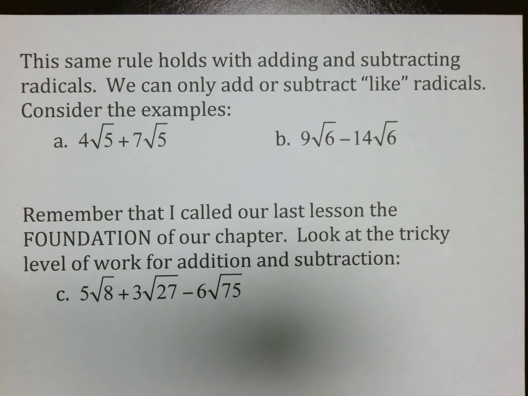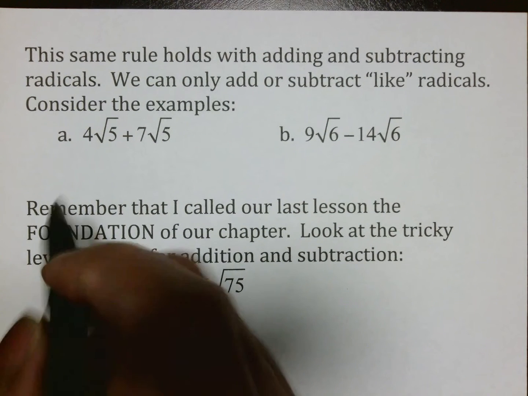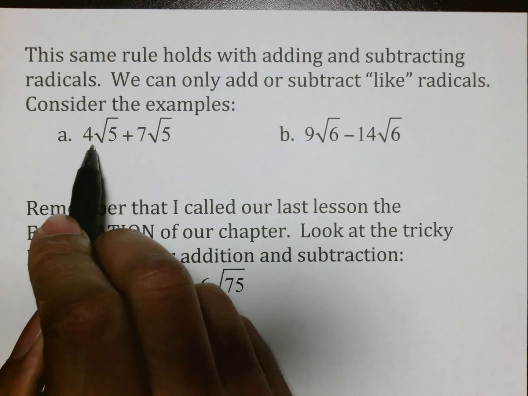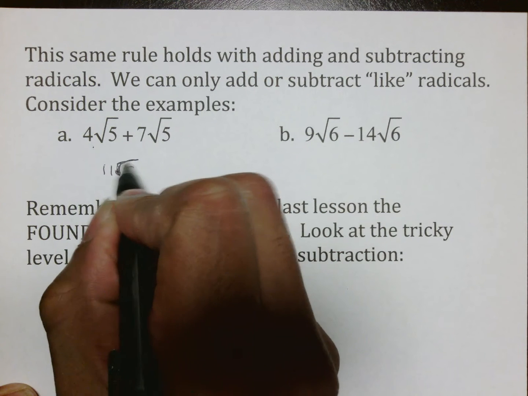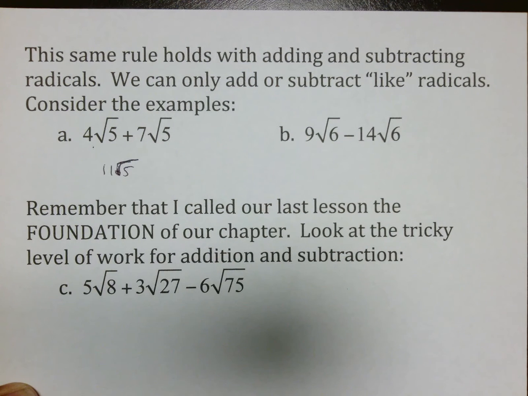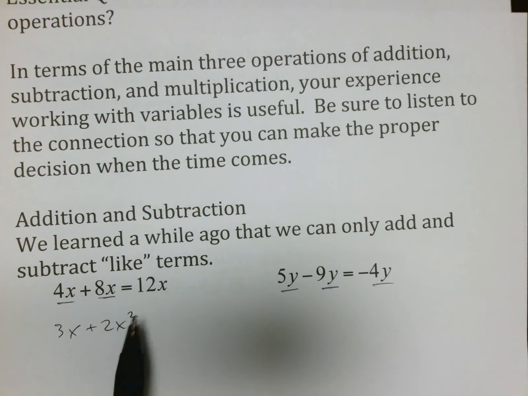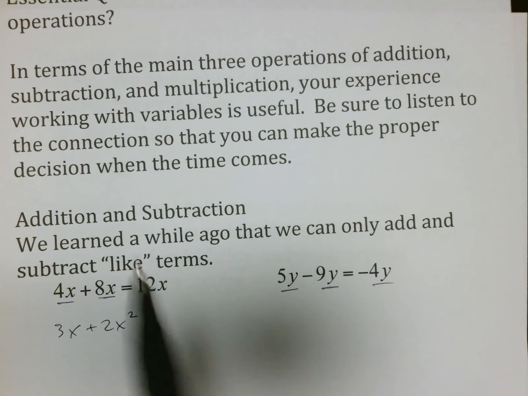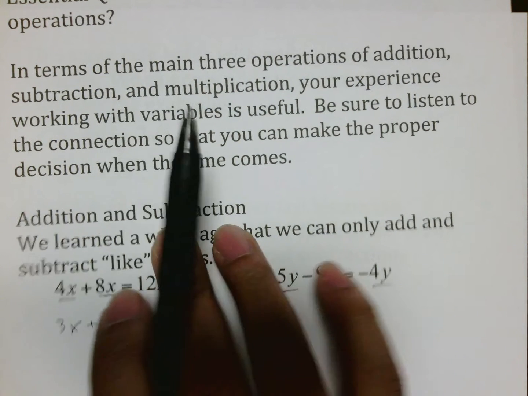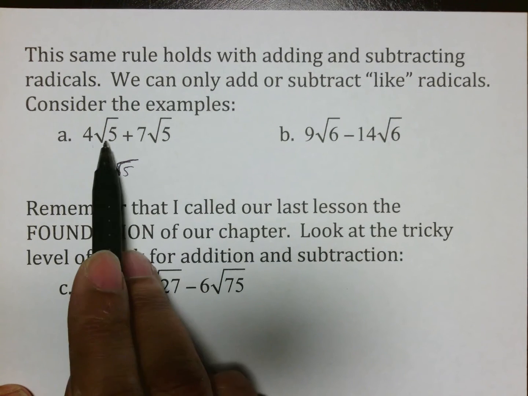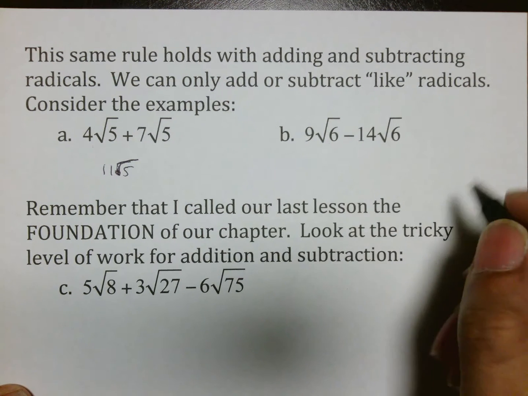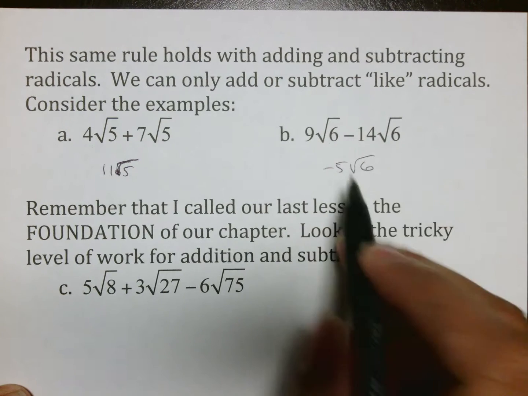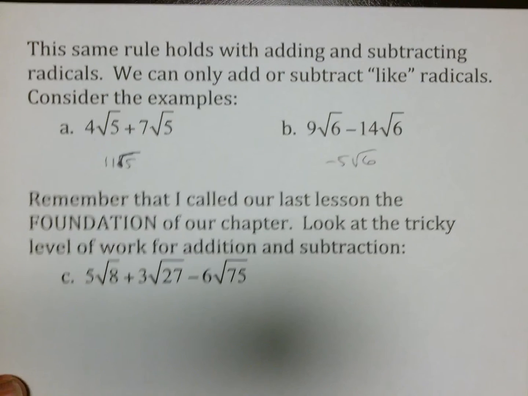You can only add or subtract what I would call like radicals. So looking at these examples, I think these are on your notes, 4 root 5 and 7 root 5, the answer would be 11 root 5. And the key thing to remember there is that it's not 11 root 10, just like this did not turn into 12x squared or 4y squared. The variable portion stays the same because you're simply saying that you have 4 root 5s and 7 root 5s to make 11 root 5s. Same thing here, 9 root 6 minus 14 root 6 would be negative 5 root 6 because again the root 6 stays the same. We simply do our 9 minus 14.